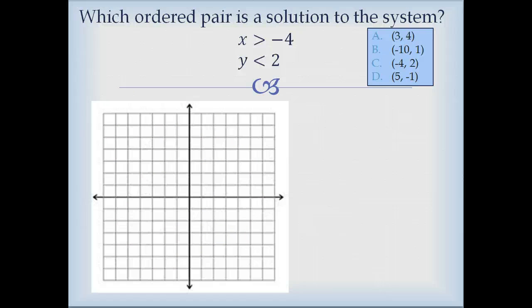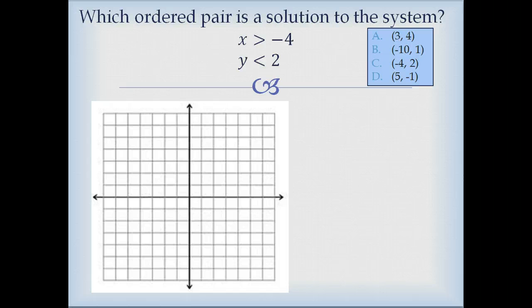All right, this slide says, which ordered pair is a solution to the system? You have two equations. It's called a system of equations if you have more than one, in this case, a system of inequalities. And you have some points over here. Well, the easiest thing to do is just to plug those points into the equations and see which one makes both equations true. I'll show you that in a second.